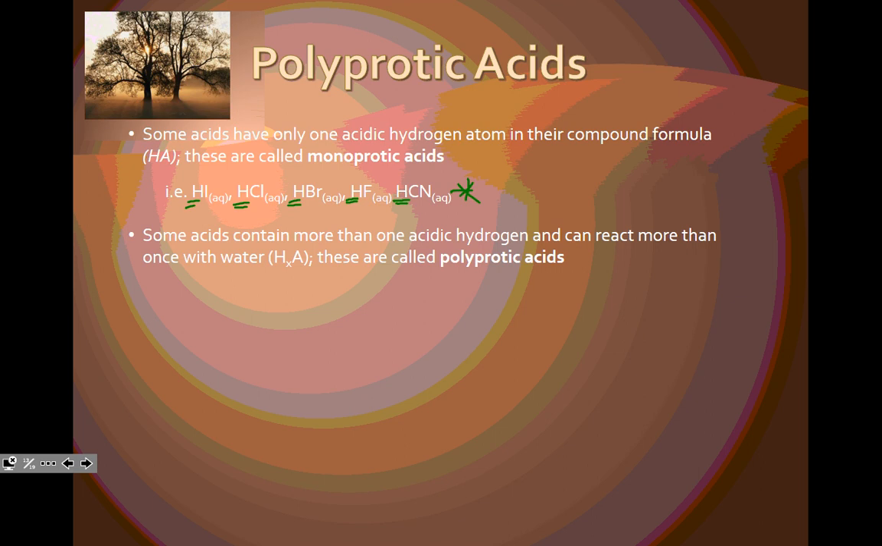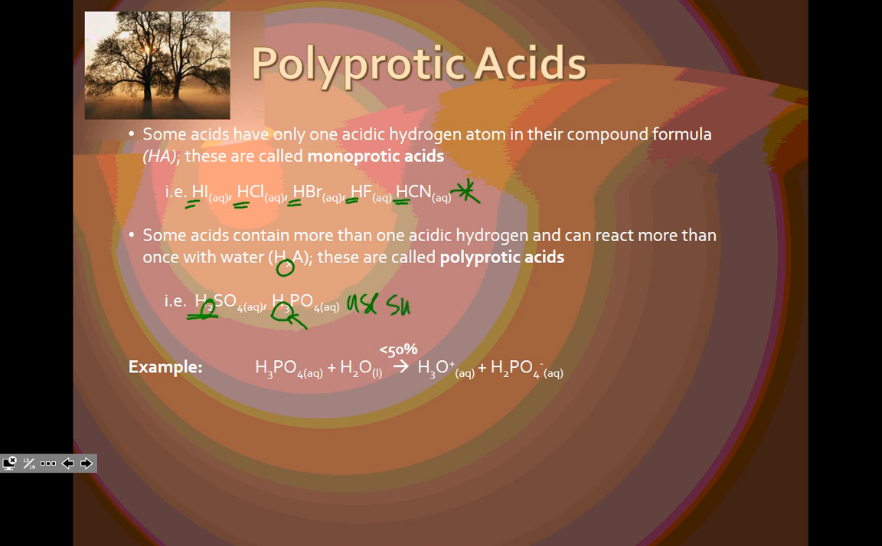Some acids contain more than one acidic hydrogen and can react more than once, and that would be that here in the subscript, you're actually going to have more than one hydrogen. These are called polyprotic acids. There are some examples here. Notice here we have H2SO4. That little 2 is telling you that it's going to react 2 times. This H3PO4, it's going to react 3 times. You use the subscript to decide the number of reactions.